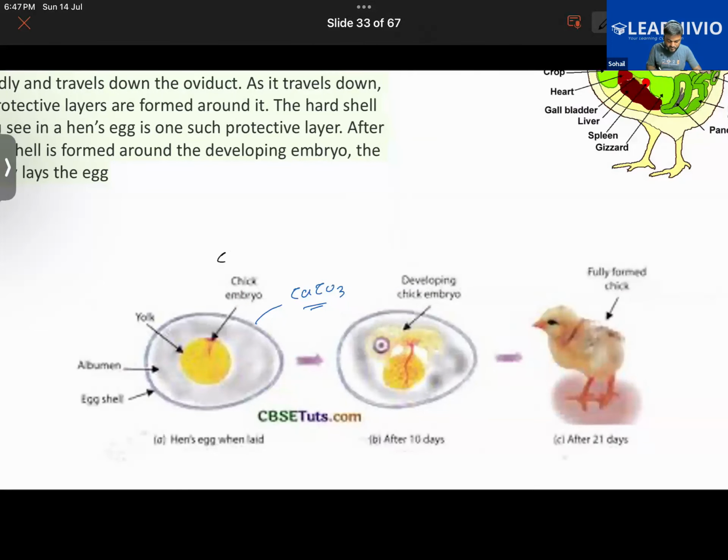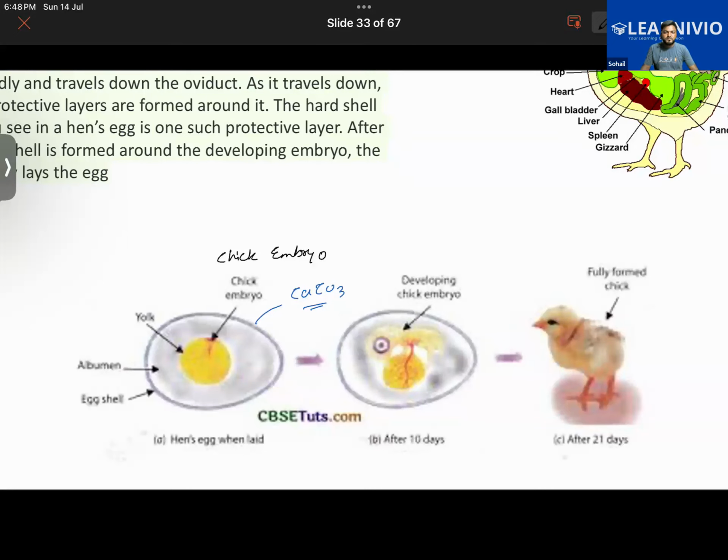Getting it, guys? Yes, sir. So where does the hen carry the eggs? Does the hen carry the eggs in her oviduct? That's the question. Where would they be storing it? Basically in humans it will be in the uterus, but what about in the hen? Where do they carry it?